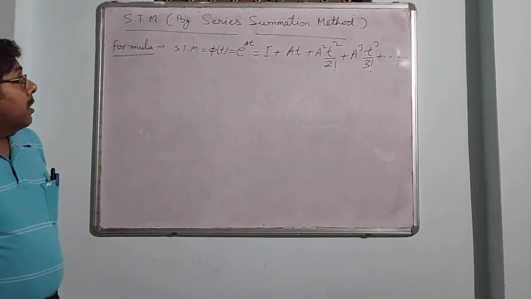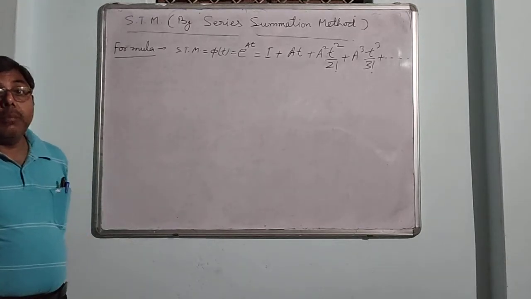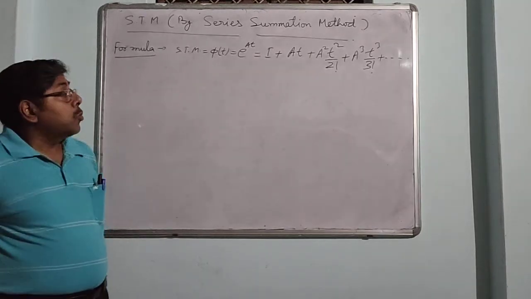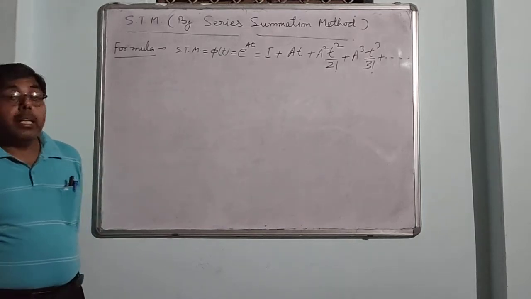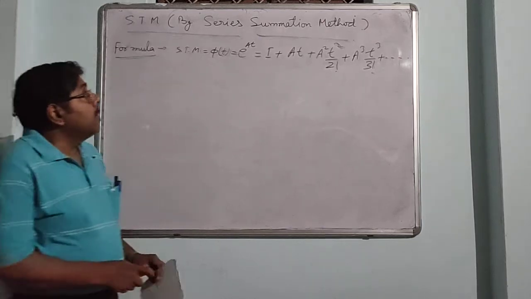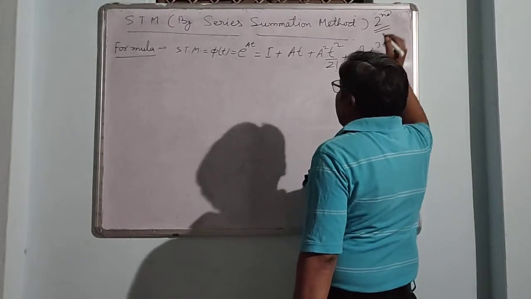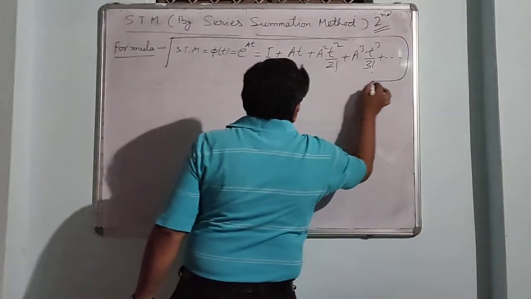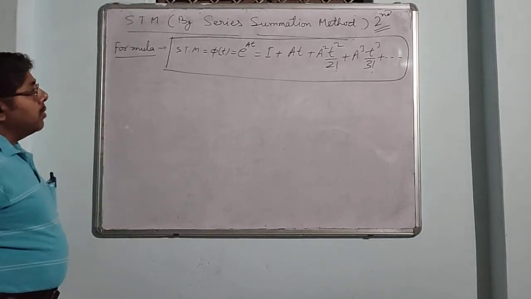Today we will discuss the next part of the computation of state transition matrix, that is by series summation method. First one was the computation of state transition matrix by Laplace inverse method. This is the second method. So in this method, this is the basic formula in which we use summation of few terms.